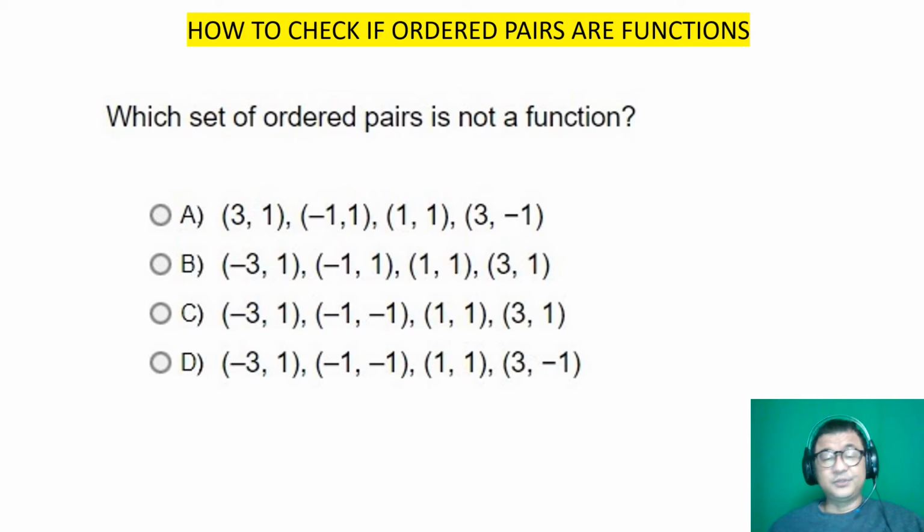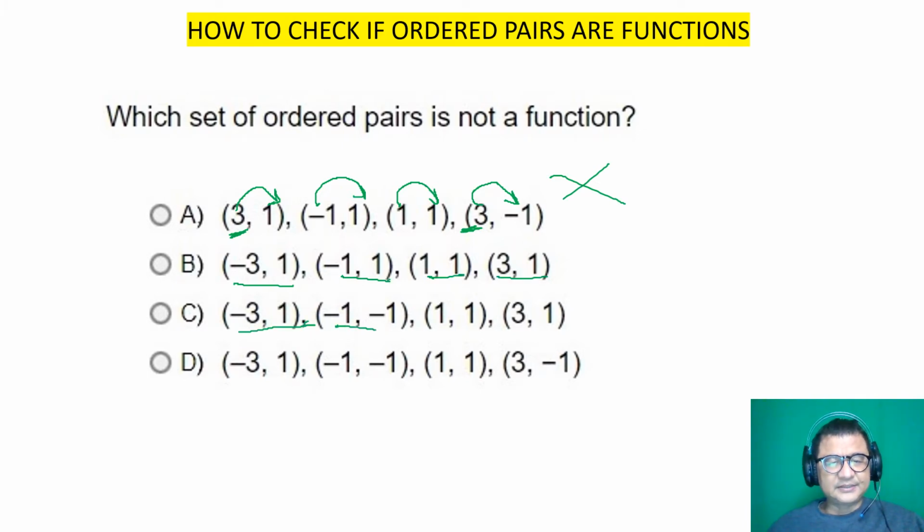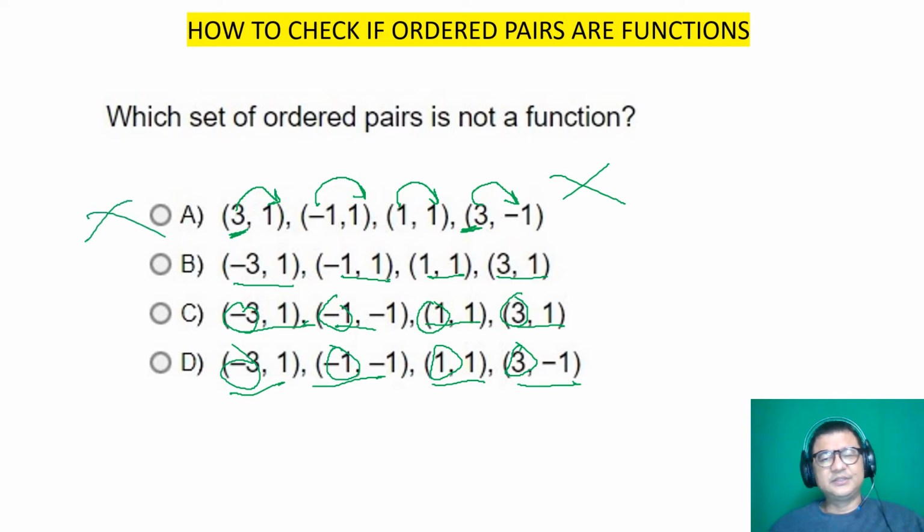Now, an ordered pair could also be a function or not. Look at the input and output. 3 has a 1, -1 has a 1, positive 1 has a 1, 3 has a -1. See, repetition of the 3, not allowed. A single 3 should only have one output. So not a function. So this one you're okay, this one you're okay. No repetition on the x. The first number is the x. Okay? So only the first one is not a function.